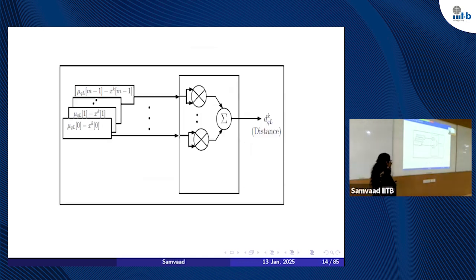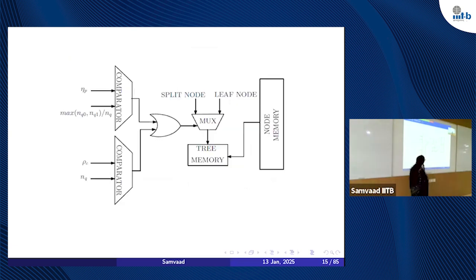So this is the distance calculation module, Euclidean distance: squaring and then adding. And this is the pruning module, where we compare two conditions, node purity and the node input threshold. We compare these two parameters, and accordingly we set it as 0, that is split node, or 1, that is leaf node.